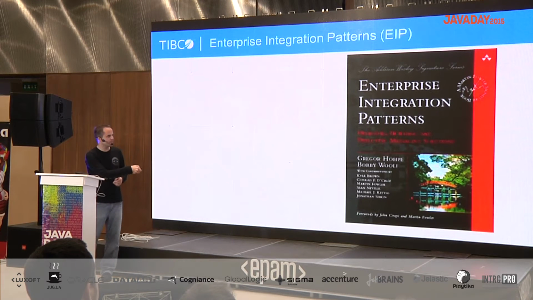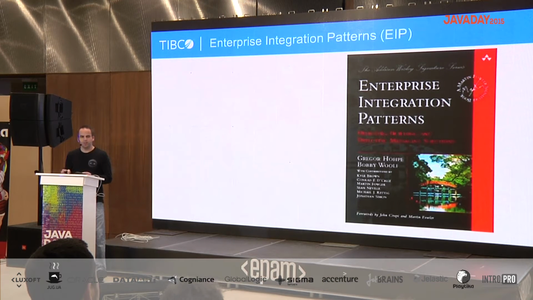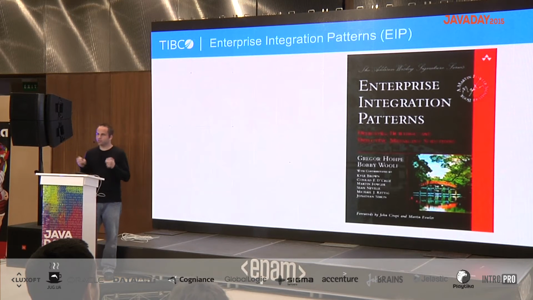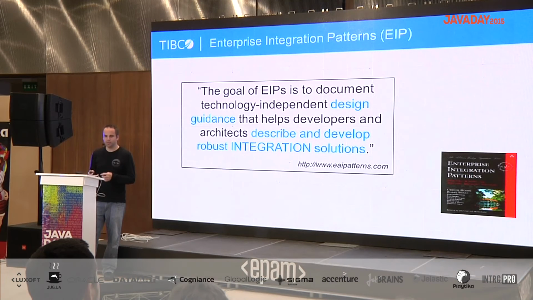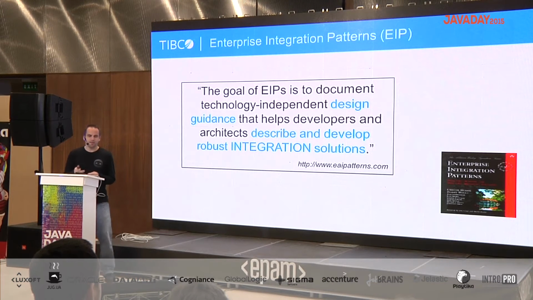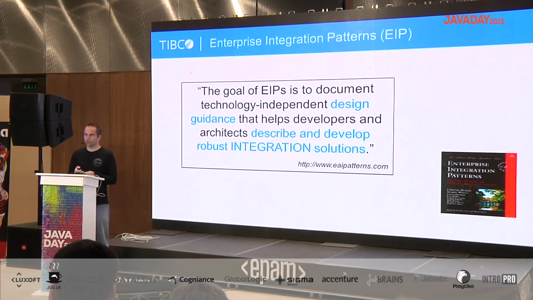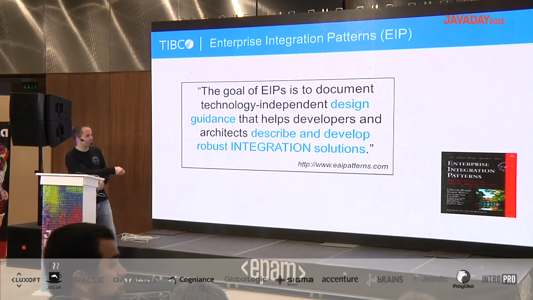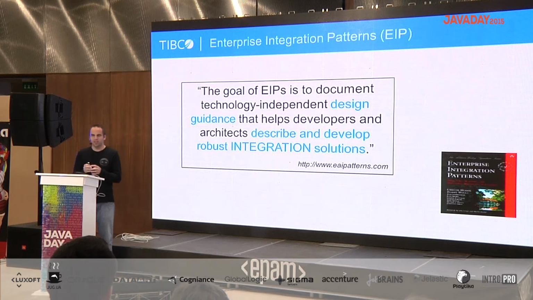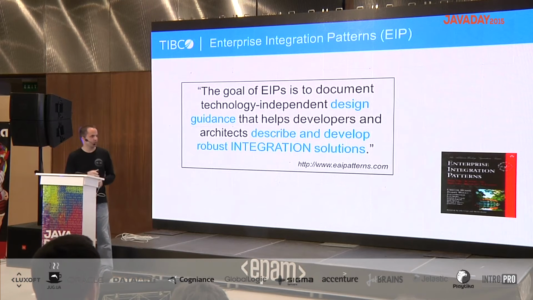Here you see on the right a book, Enterprise Integration Patterns. It was written by Gregor Hohpe and Bobby Woolf around, I think, 12 years ago. So it's a relatively old book for IT technology, but nevertheless it's still very relevant. This book has the goal to define design guidance to describe and develop robust integration solutions. So here the key really is this book. It's around 600 pages or so, describing a lot of different patterns which you can use for integration problems.